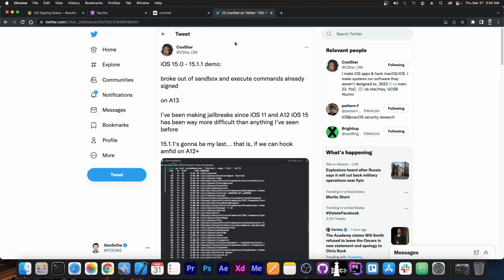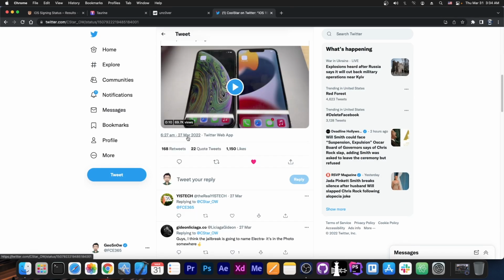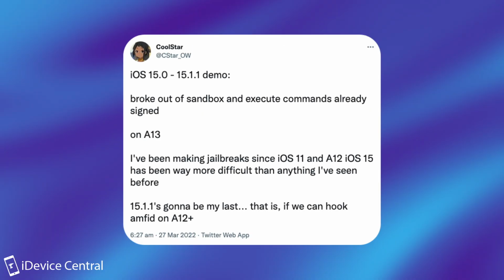CoolStar even posted some progress a couple of days ago, back on March 27th. They posted here, quote, "iOS 15.0 to 15.1.1 demo broke out of the sandbox and executed commands already signed on A13. I've been making jailbreaks since iOS 11, and A12 iOS 15 has been way more difficult than anything I've seen before. 15.1.1 is gonna be my last, that is, if we can hook AMFID on A12."